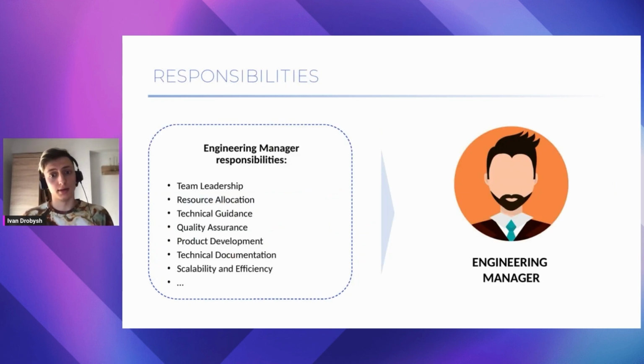A new role after this conversation was engineering manager, one more manager, but with a different word before manager: engineering. Let's take a look at responsibilities. First of all, it's team leadership, resource allocation, technical guidance, quality assurance, product development, technical documentation, and scalability and efficiency. If to say all these things in short, it's kind of the next level of team lead. But currently, these are responsibilities not only of one single project, but of several of them.